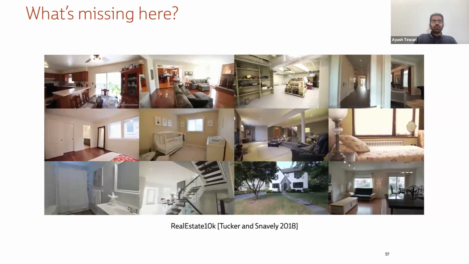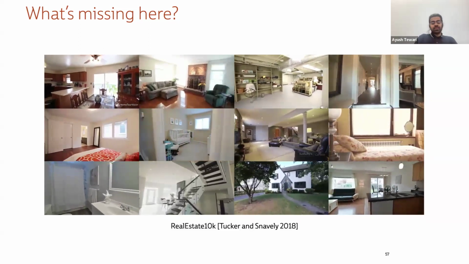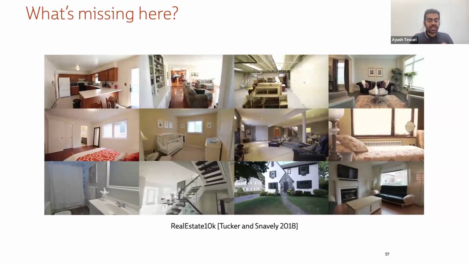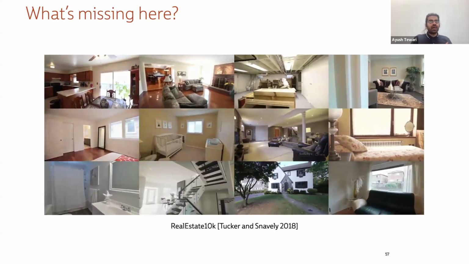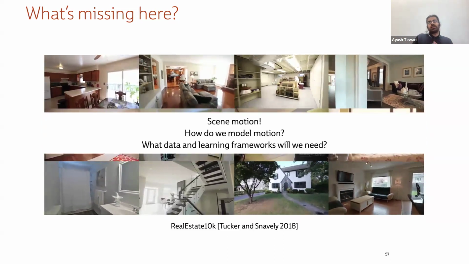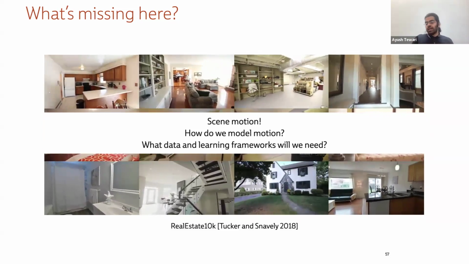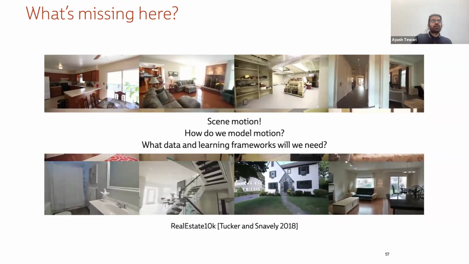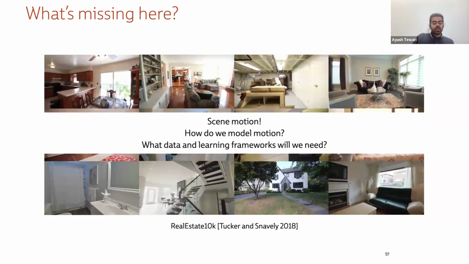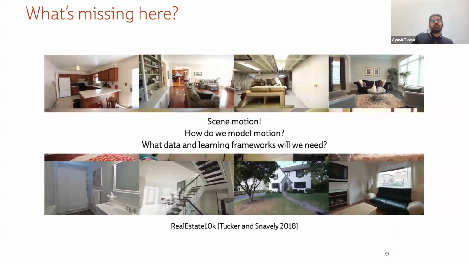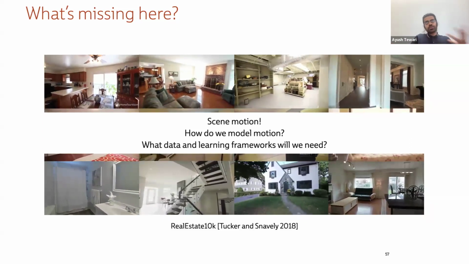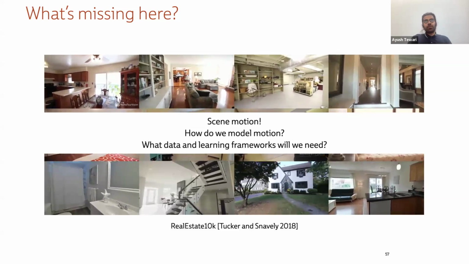So I think it is very important, both for reasoning about dynamics, but even for building more generalizable models that can look at more data without us curating the data too much, to reason about motion. And this is really an open problem. How do we model scene motion in 3D? What kind of data and learning frameworks do we need to understand motion? And this is a big open problem.